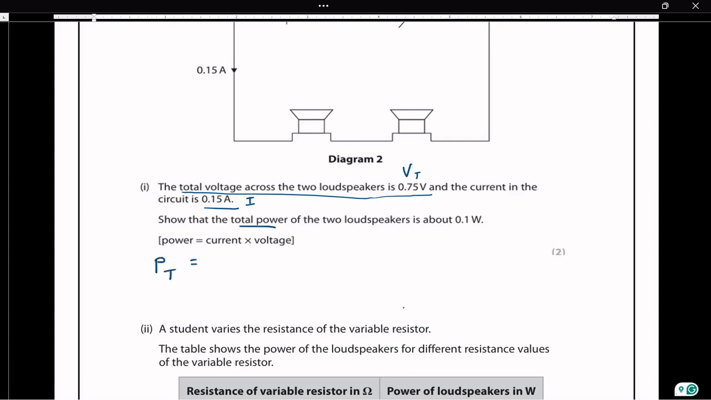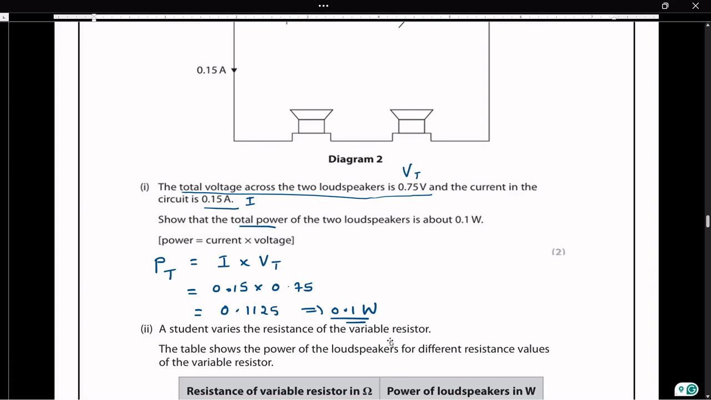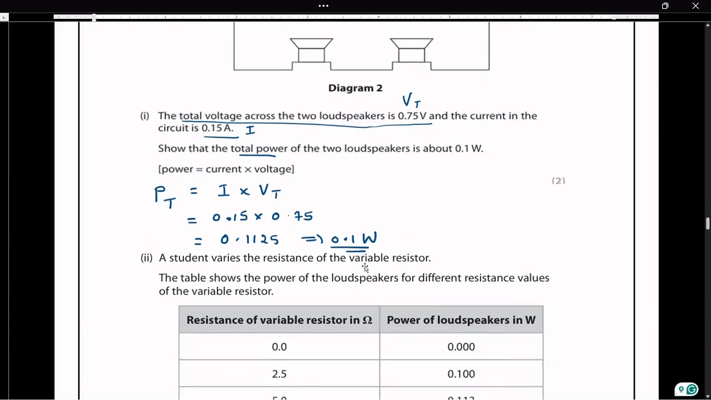So the total power is current times the total voltage, which is 0.15 times 0.75. Please make use of your calculator. This will give an answer of 0.1125, approximately 0.1 watts. The expected answer is 0.1 watts.